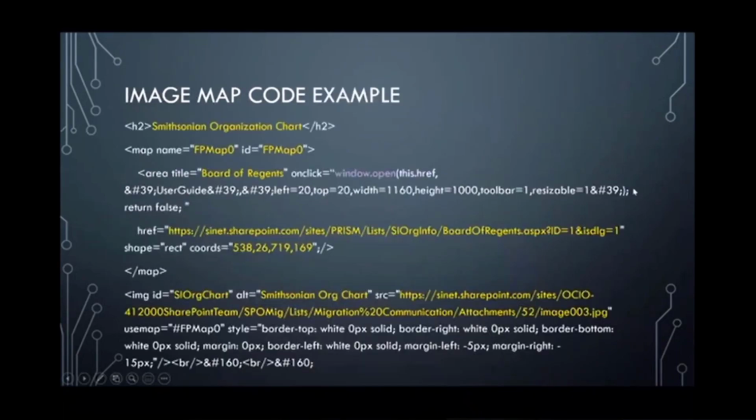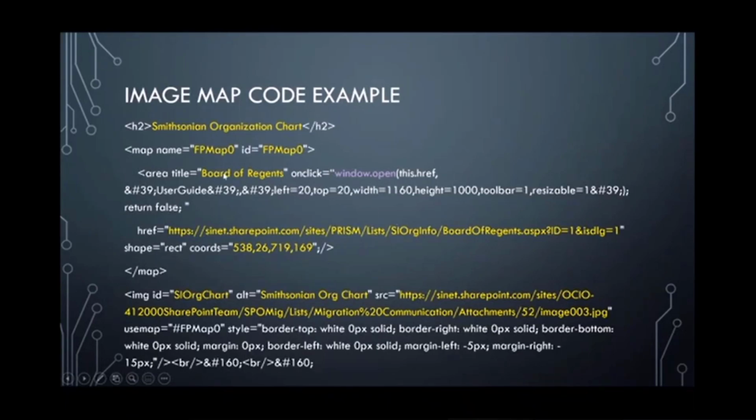Looking at this all together, I know this might be a little overwhelming, but remember it's on GitHub, and this is just to show you what my end result was. I have a title saying that this is a Smithsonian organization chart. I gave it a map name and then many different area titles. This was repeated many times.